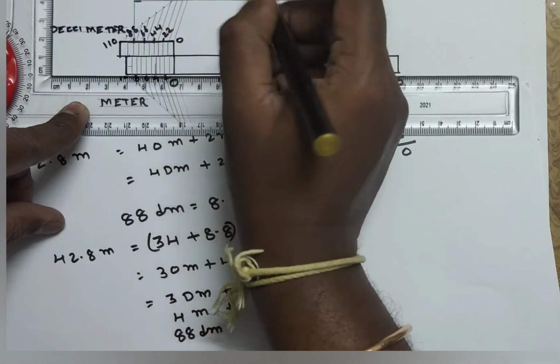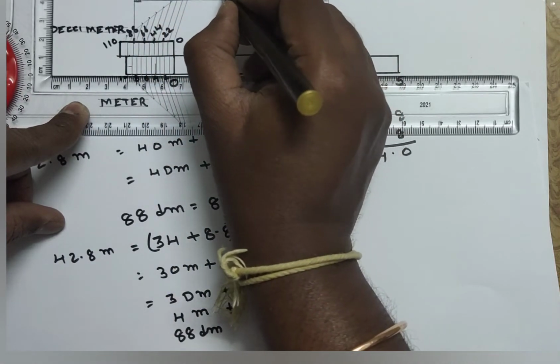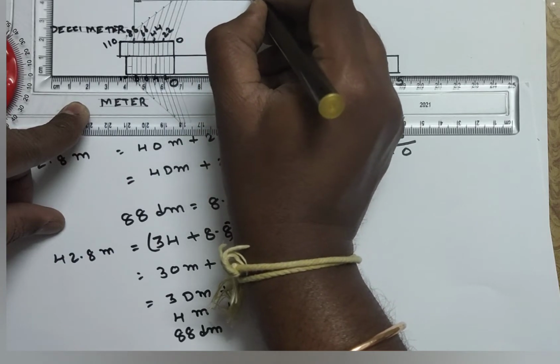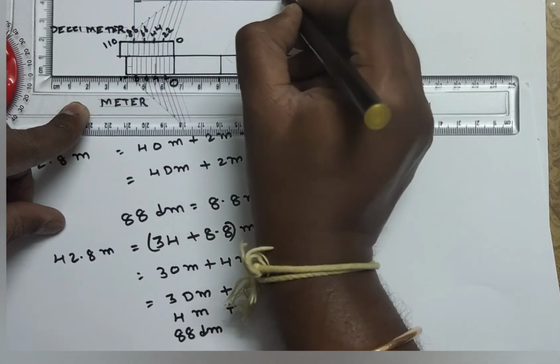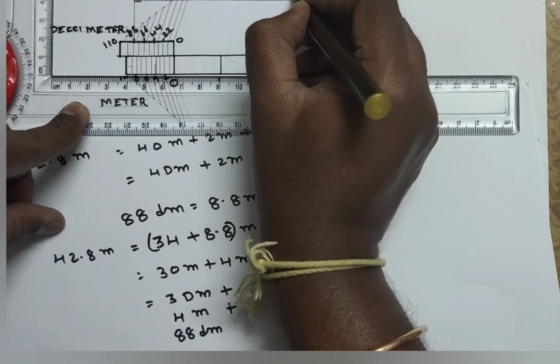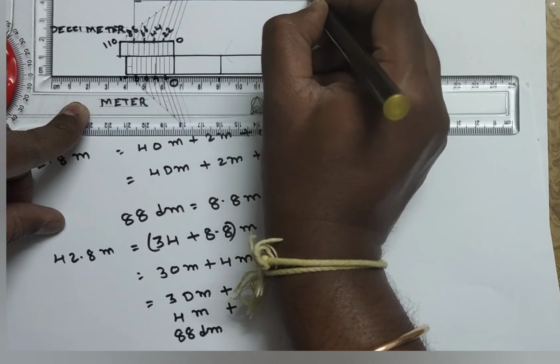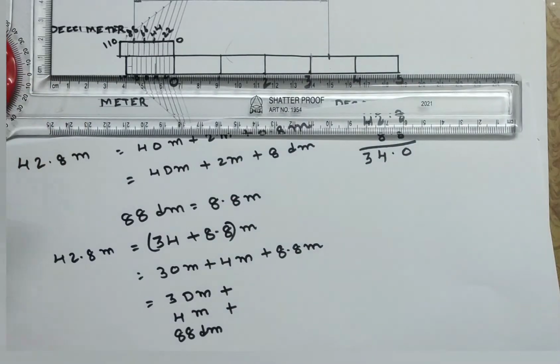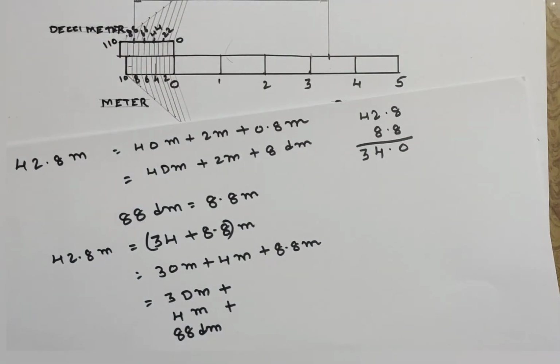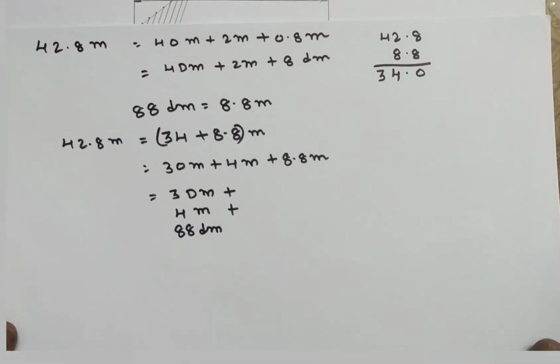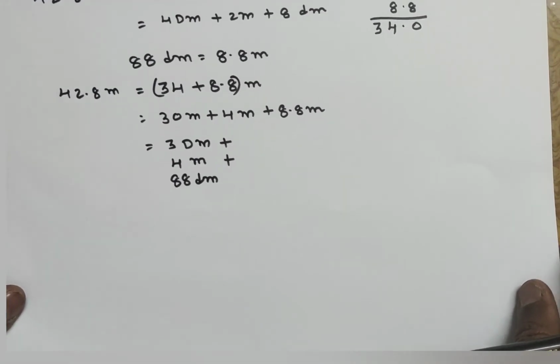In brackets you write 3 decameters plus 4 meters plus 88 decimeters. This is the calculation you made here itself. Good. So what about the other calculations? So this is okay. And what about the other calculation?